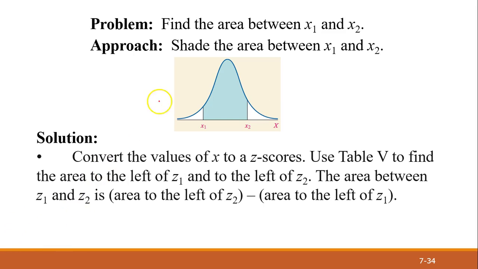Lastly, if we have a problem that says find the area between two given x values, what you should do is convert your values of x, both of them, to z-scores, and then use the table 5 to find the areas to the left of z1 and the left of z2. And the area between z1 and z2 is the area to the left of z2 minus the area to the left of z1. And you've got your area that you're looking for between those values.